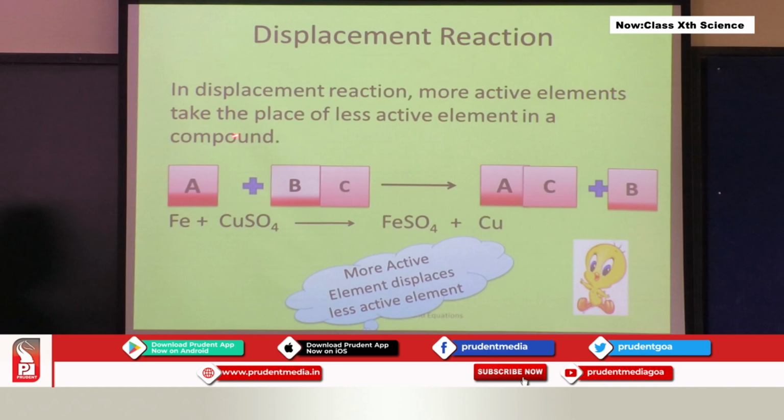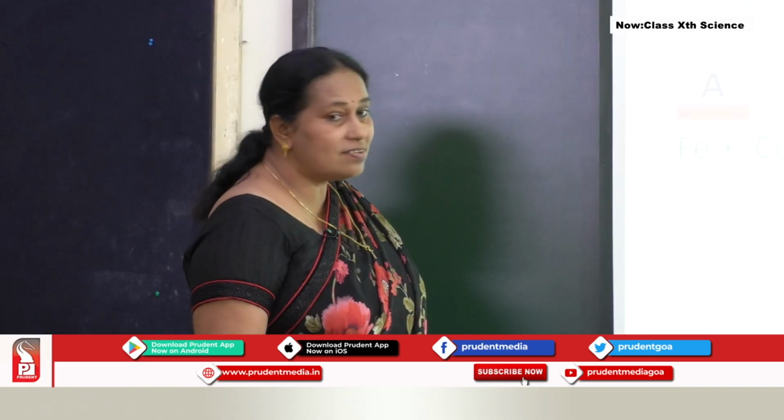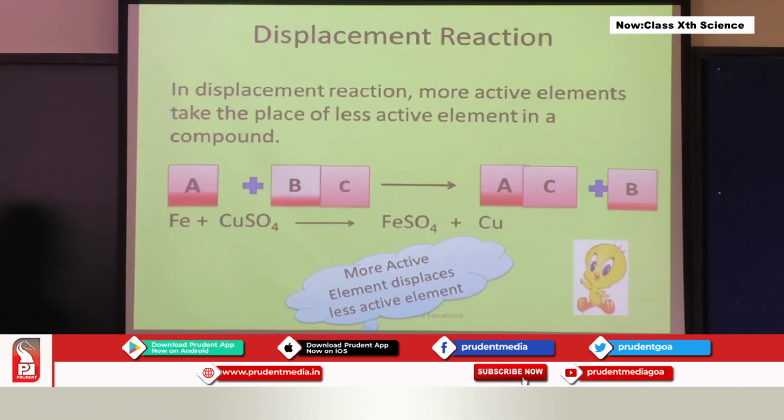So, A has taken the place of B, or A pushed B and has taken the place of B, and B is left alone. Here, displacement means changing the place. The more reactive element displaces the less reactive element from its compound. Let us see once again. I hope you have understood. A displaces B and forms AC, and B is left. So, this is how the displacement reaction takes place.